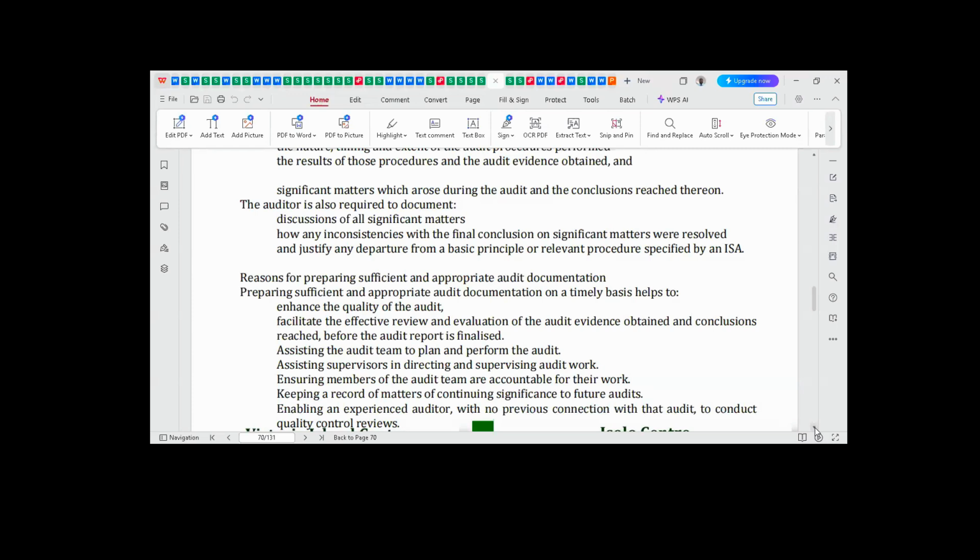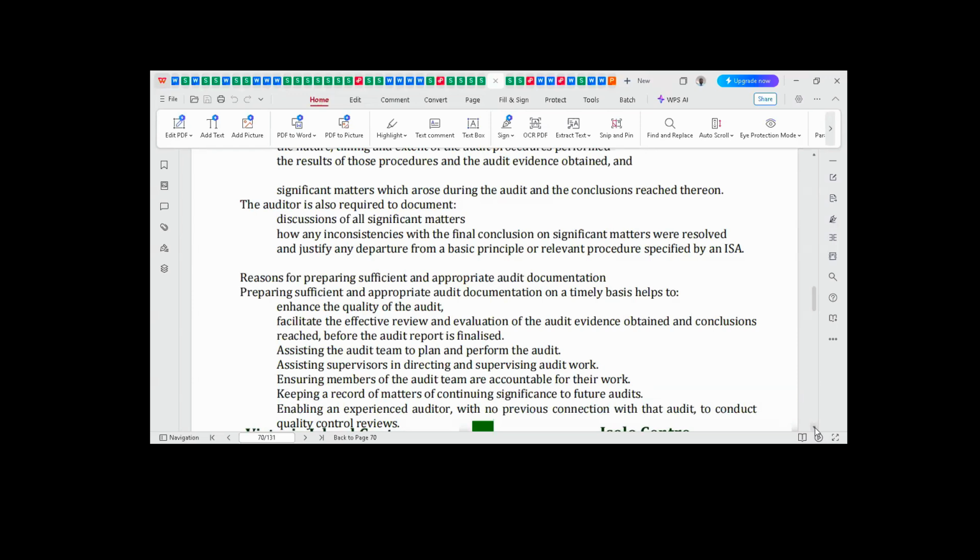Now, number three, assist the audit team to plan and perform the audit, because from the audit documentation you'll be able to look at whether all the areas that ought to have been audited have been touched, and all the things have been done. It's the audit documentation that will give you that information.